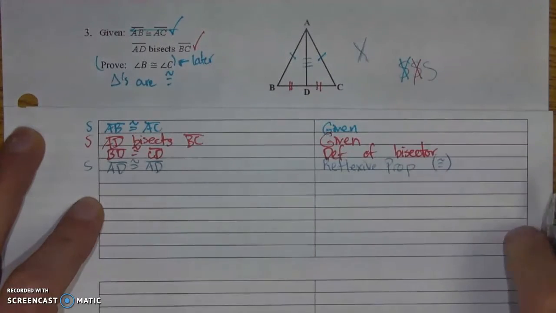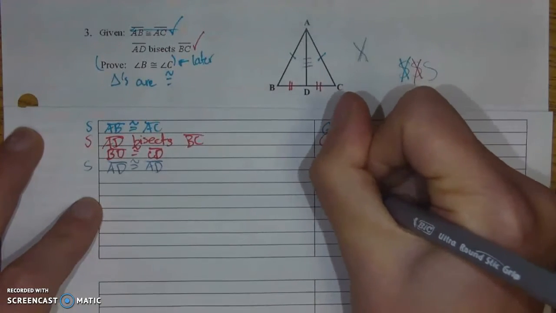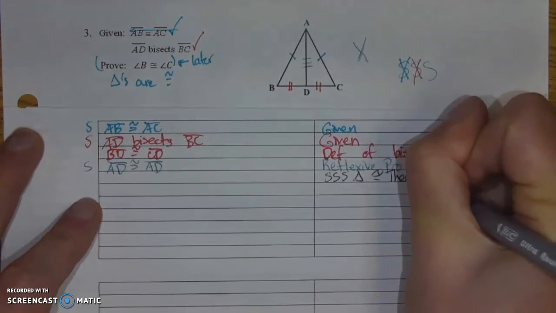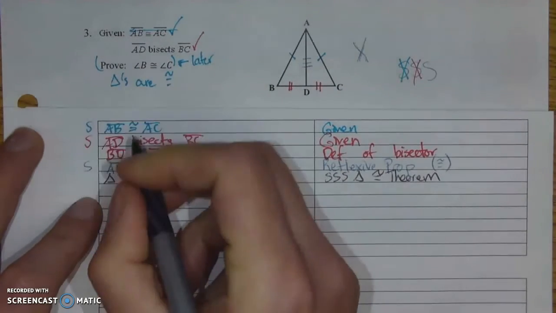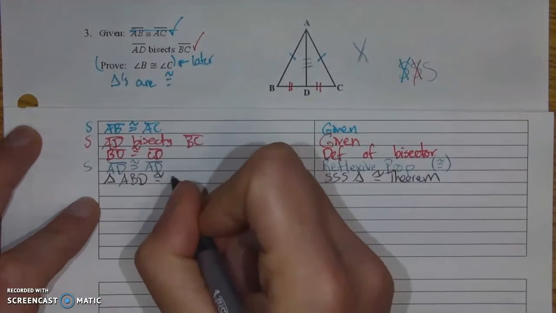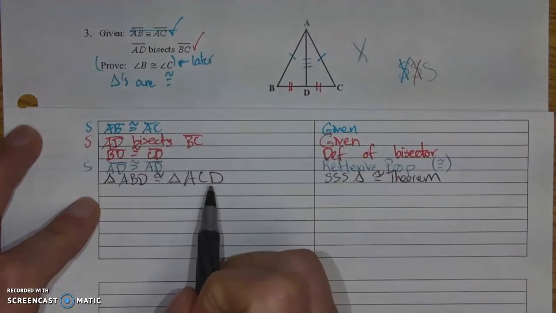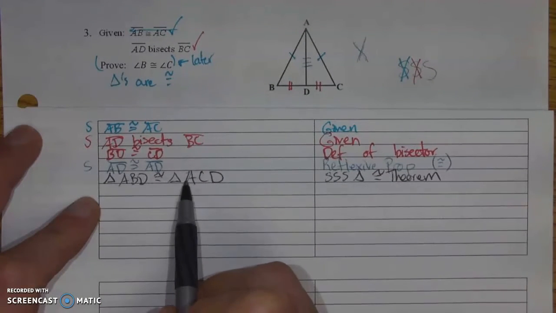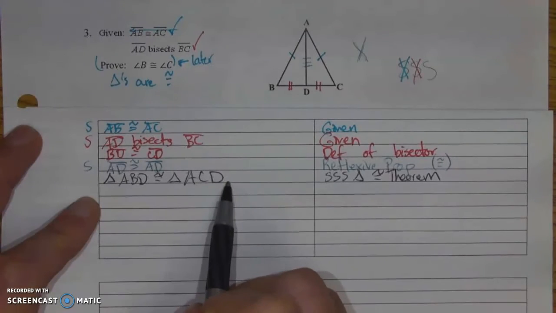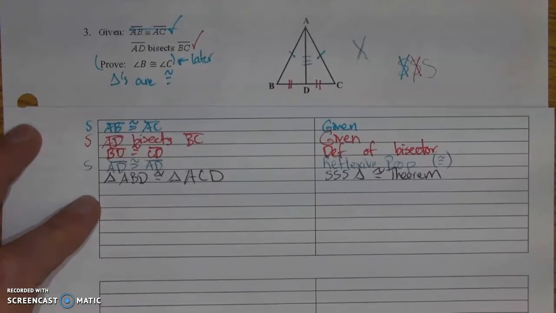And since I have all sides, I can now say that the triangles are congruent according to the SSS triangle congruence theorem. And that gives me my final triangle ABD is congruent to triangle ACD. And again, you could have named it in a different order than me, provided A still corresponds with A, B still corresponds with C, and D still corresponds with D. So B and C essentially get swapped out in your statement. And that is proof number 3.